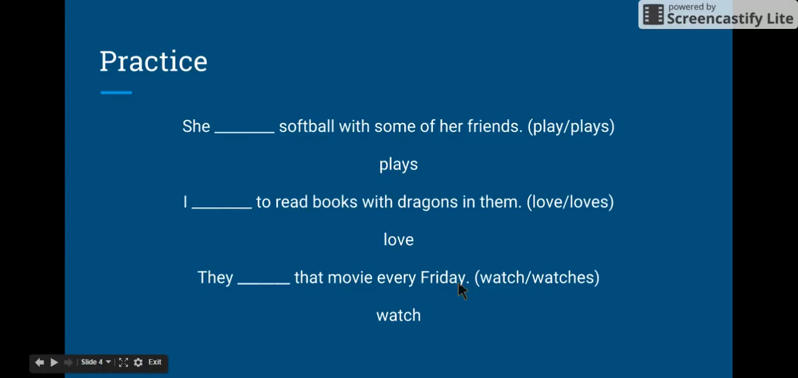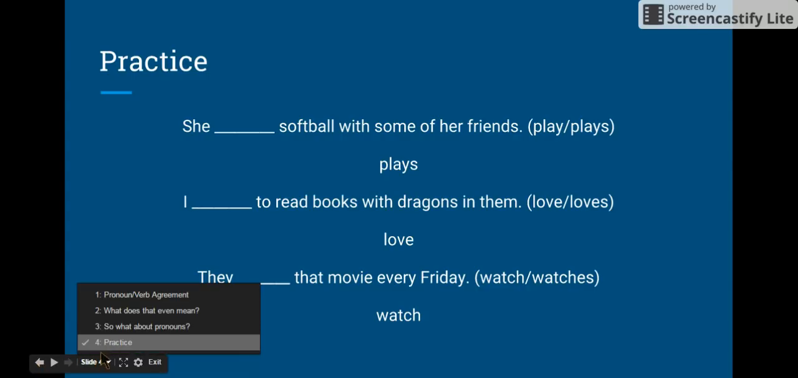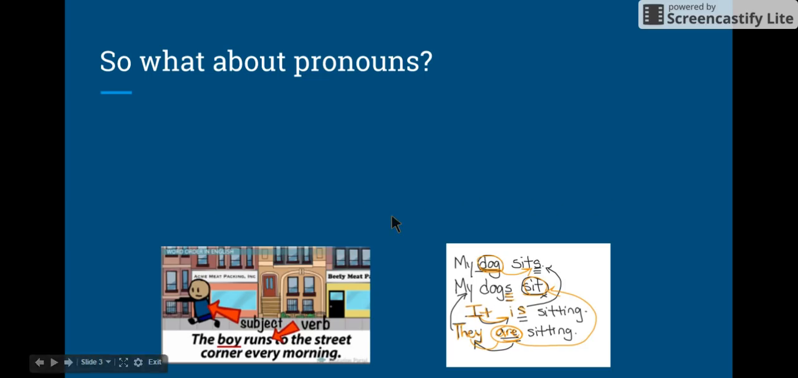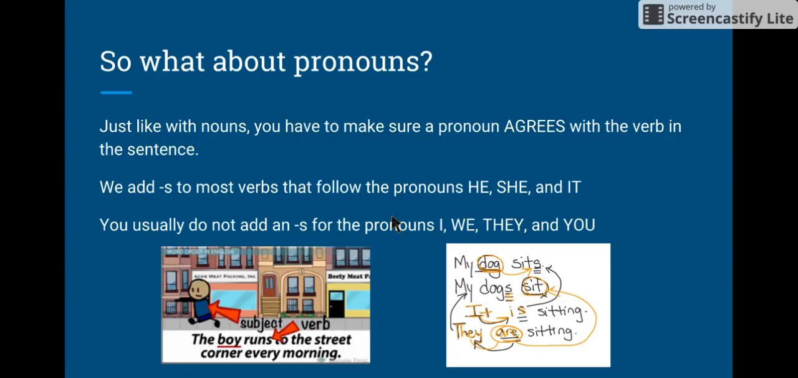So for your secret pom-pom message today, I would like you to please go up to Miss French and tell her which three pronouns you need to add an S to the verb that follows. Go say the three pronouns to Miss French that you need to add an S for.